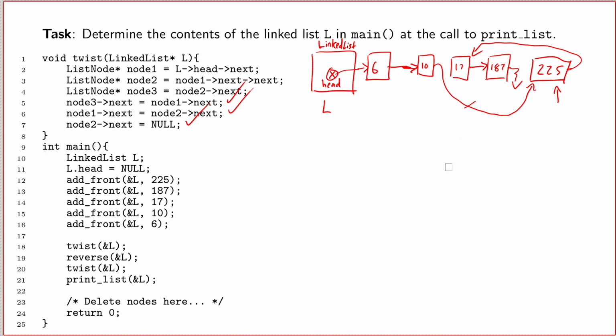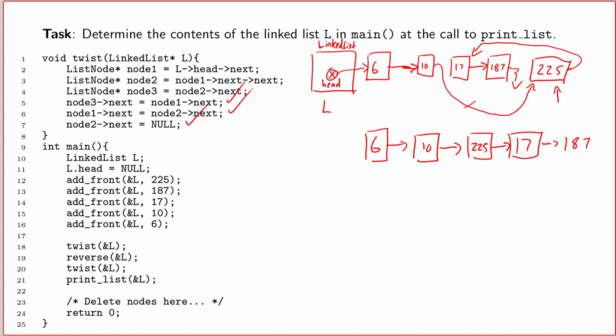So if I tried to print the list out now, what I would get was 6, 10, 225, 17, 187. And I think I'm actually going to write that in, because I know that this is a tangled mess and I might not be able to understand it. So I'm actually going to redraw my list to be in order. 225, 17, and then 187. There it is, and we'll just clear this out. So we'll have the head of the list now is just down here, and we'll just get rid of all this stuff.